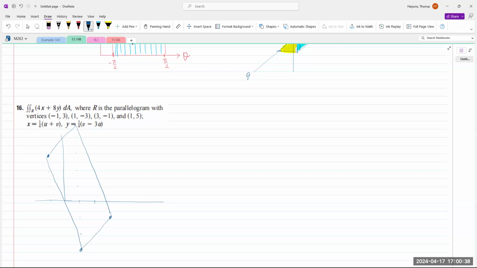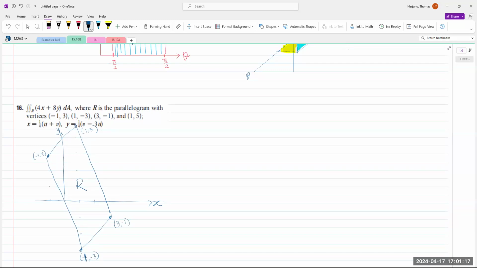Now you notice that we actually have two issues for every integration. We have an issue with the integrand: is the integrand integrable analytically? But on the other hand, what happens to our domain? So this is our R on the XY plane. This is negative 1, 3. This is 1, negative 3. This is 3, negative 1. And the one here is 1, 5.